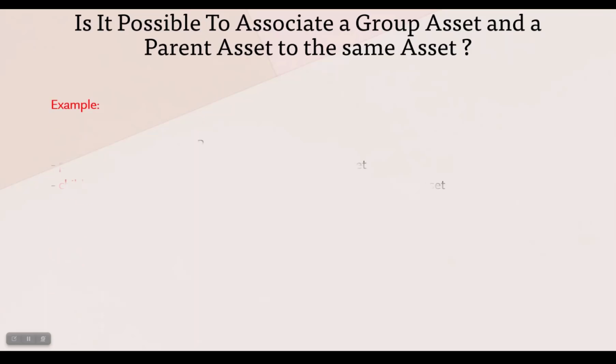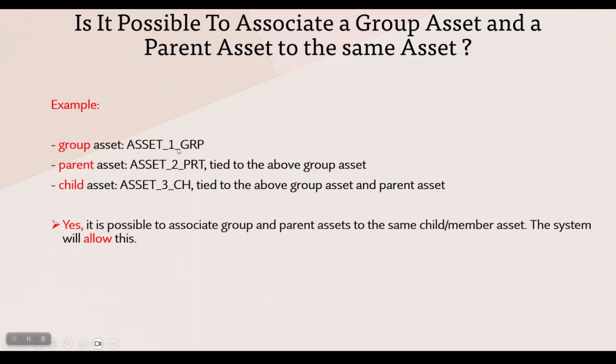Yes. For example, if you have an asset group, this one, and a parent, this one, tied to the above group of assets, and a child, this one. Is it possible to assign this child to this parent and the group? Yes, it's possible to associate the group and the parent asset to the same child or member asset. The system will allow this.